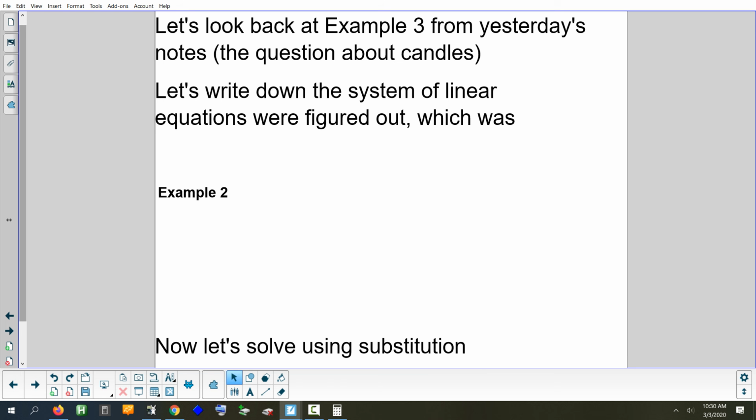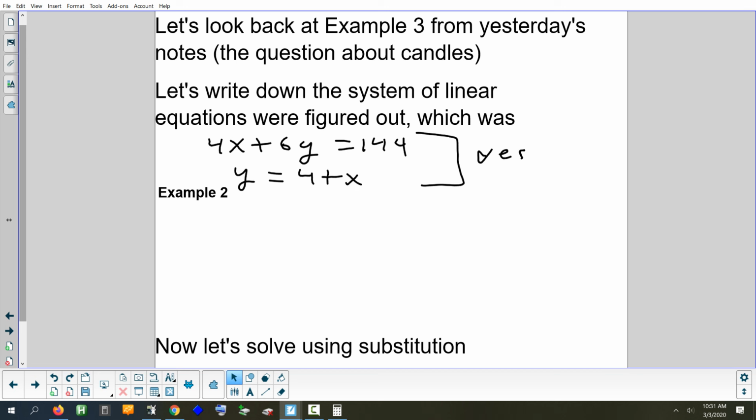Yeah? 4x plus 6y equals 144. Okay. Y equals 4 plus x. Y equals what? 4 plus x. Okay, so this is from yesterday.